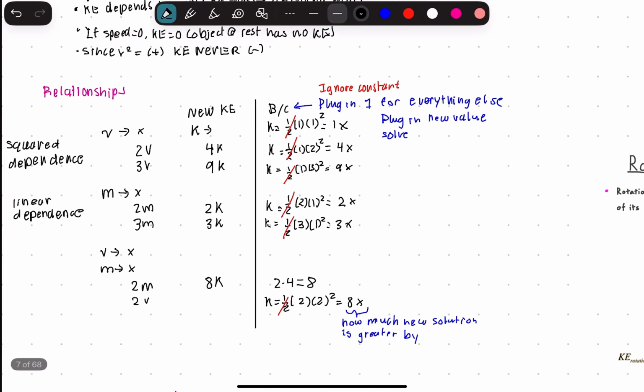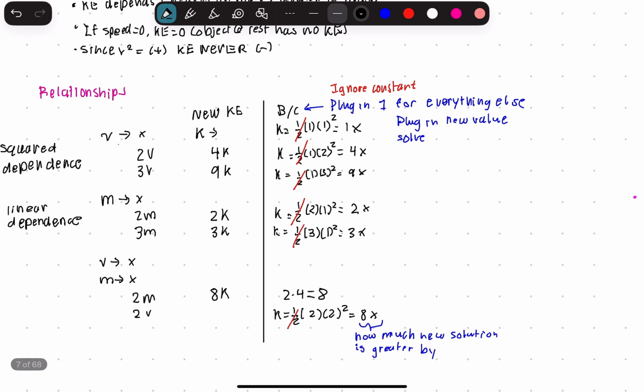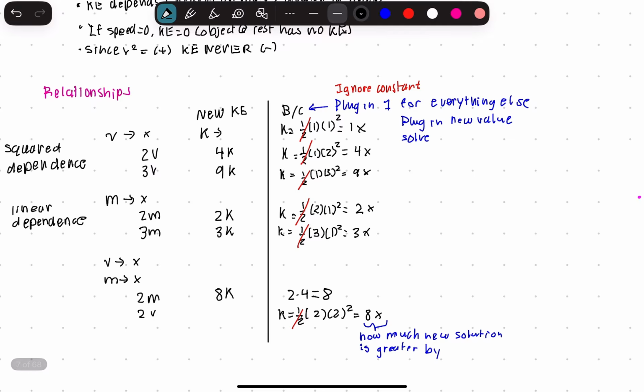So let's move on to relationships with kinetic energy. Let's say that we take velocity and we double it. If we double velocity, the new kinetic energy will be 4K. The calculation for this is you take K equals 1/2 mv squared, and instead of plugging in all variables, you substitute 1 for the others. Then for the one variable whose effect you want to measure, you substitute in its new value. And then once you solve it, you get the result.